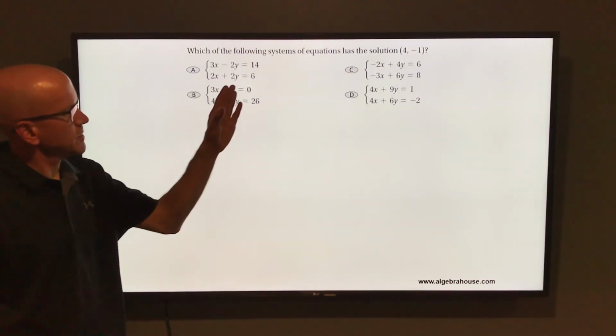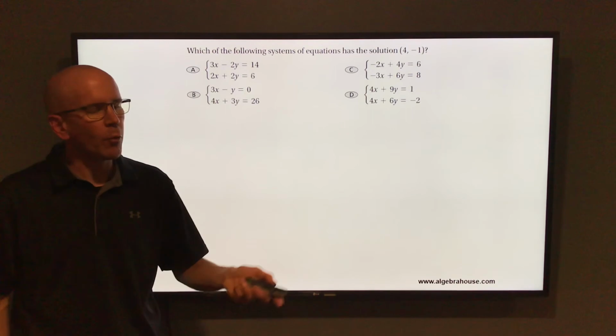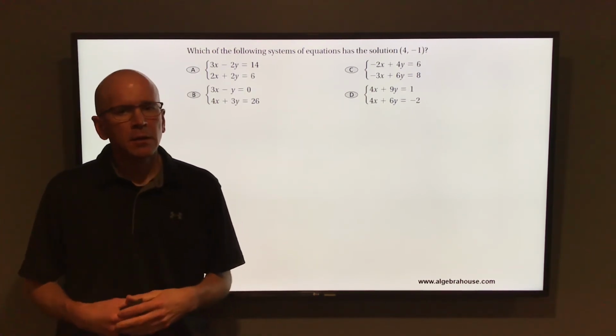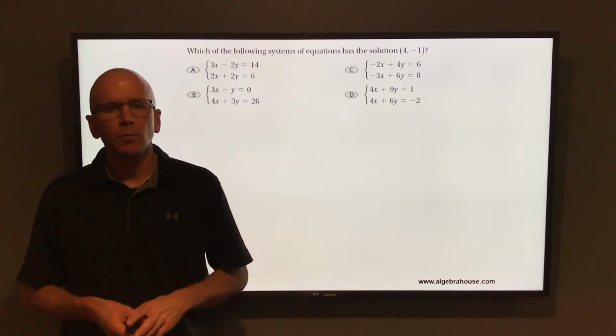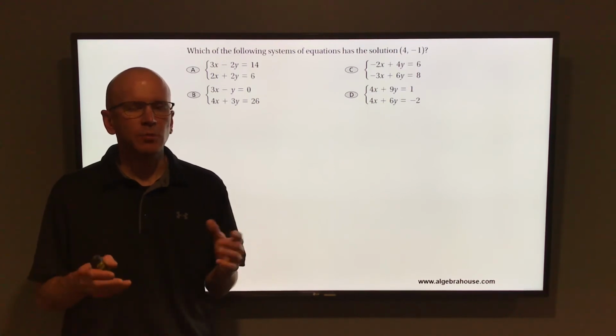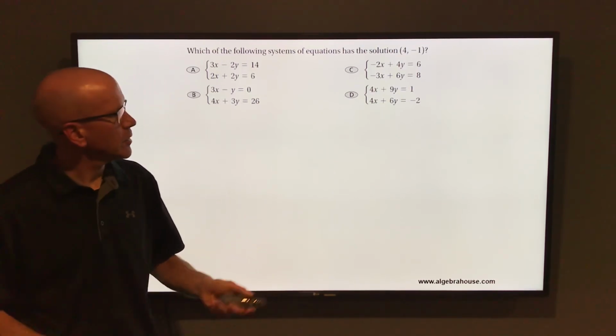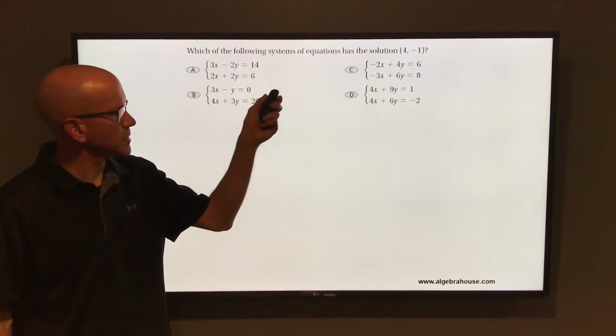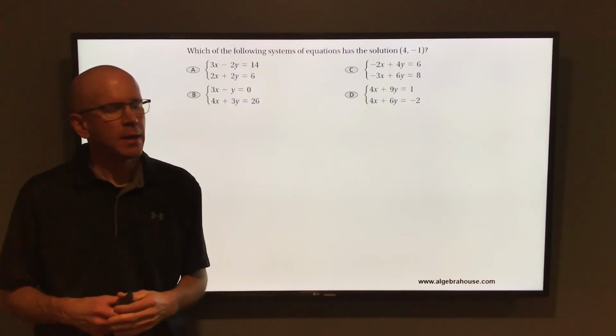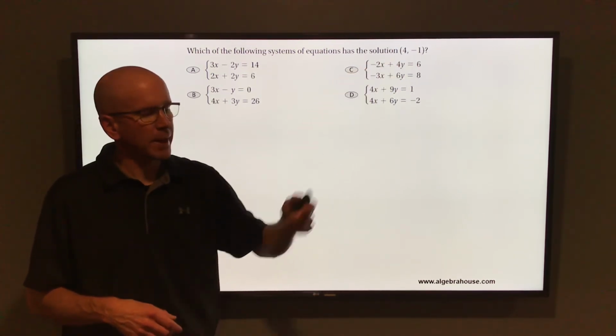Which of the following systems of equations has the solution (4, -1)? There's quite a few ways you could do this. Probably the fastest way is by using a graphing calculator. Graph each system of equations and see which system has a point of intersection of (4, -1).